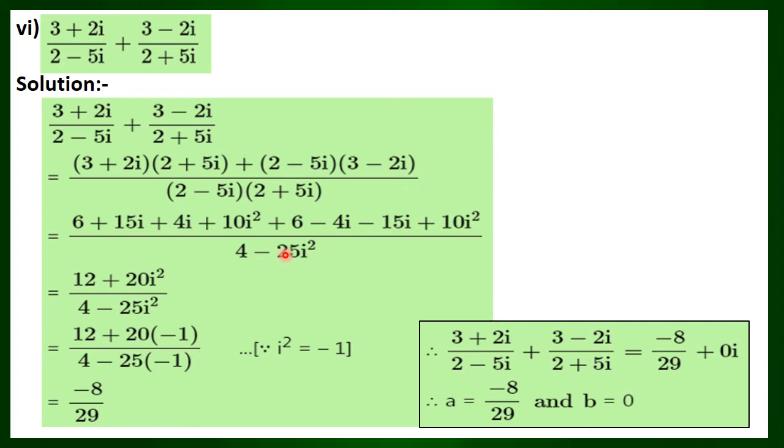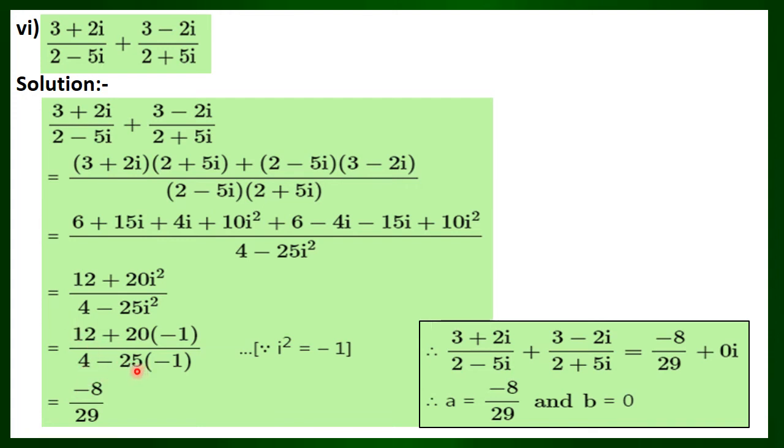Now in the numerator we will expand all the brackets. So 6 plus 15i plus 4i plus 10i square, that is, the first two brackets expanded. And then the second two brackets, that is 6 minus 4i minus 15i plus 10i square. And the numerator on simplification we will get 12 plus 20i square. Again i square is minus 1. So 12 minus 20 you will get, that is minus 8. And the denominator is 4 plus 25, that is 29.